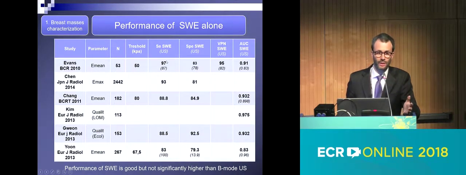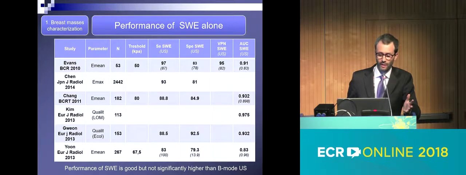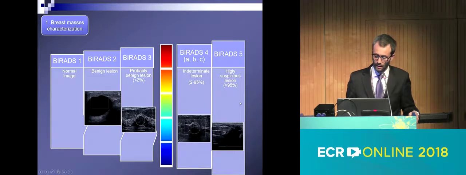So for breast mass characterization, first the authors studied the performance of shear-wave elastography alone, and they showed good performance with high sensitivity and high specificity. But when they compared their results to B-mode ultrasound, they did not really find any significant difference. So shear-wave elastography seems to be good, but not better than B-mode ultrasound. In this study, the overall performance of shear-wave elastography is not significantly different from B-mode ultrasound. But they realized that this additional information does not have the same interest according to B-mode results.